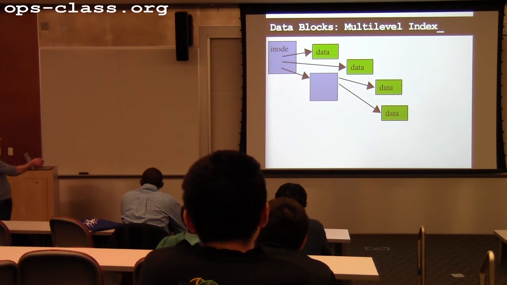For an indirect block, I have two lookups. I have to find this block and then find the data block. Does this make sense to everybody? Any questions on this?